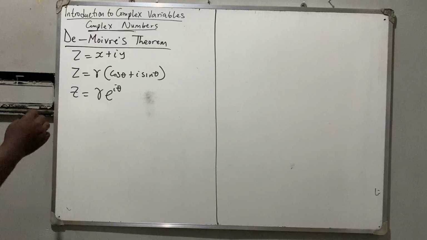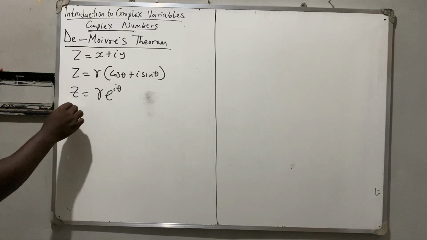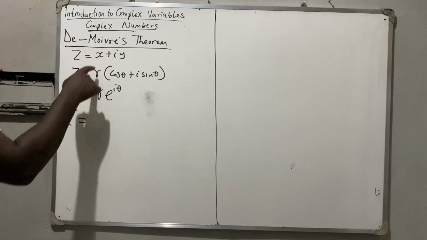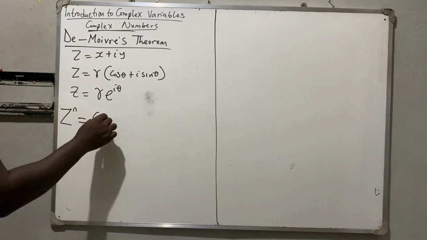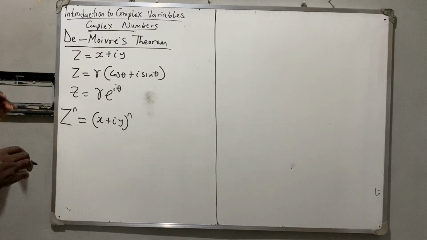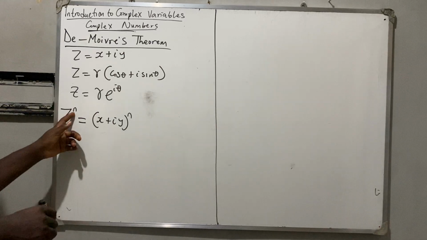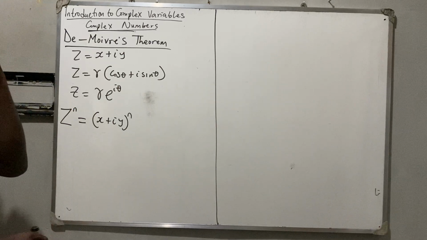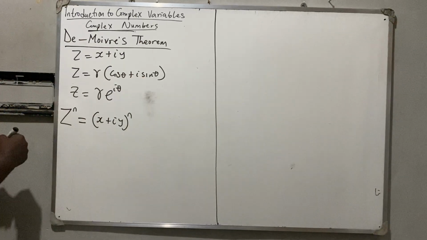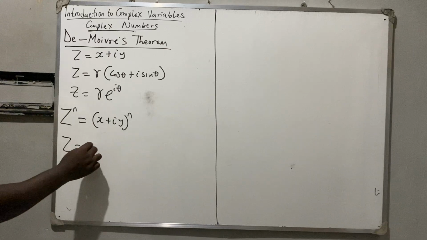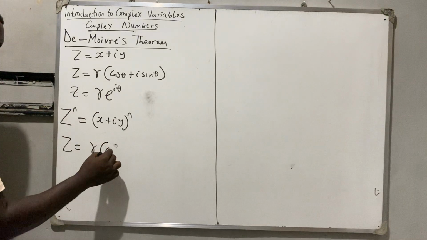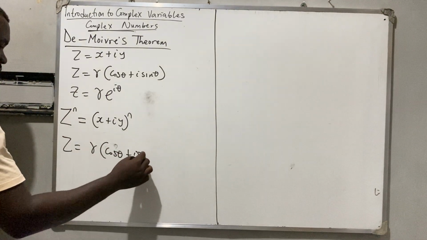Now, if we want to get the power of a complex number, z raised to power n, how do we do that? z raised to power n is the same thing as x plus yi raised to power n. Anytime you want to get the power of a complex number, the easiest way is to express that complex number in polar form. So if I express this complex number in polar form, z will be equal to r in bracket of cos theta plus i sine theta.